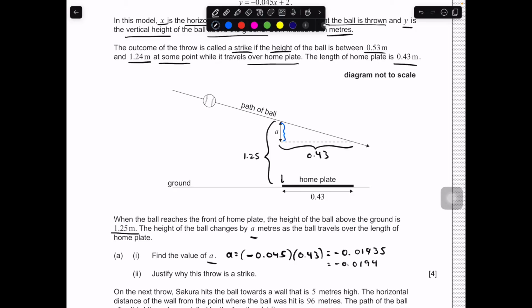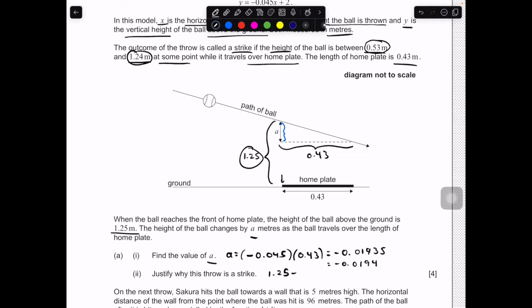All right, justify why this throw is a strike. So it started off at 1.25 meters. It's going to be a strike if it's between 0.53 and 1.24. So what do we know? 1.25 is where it started.